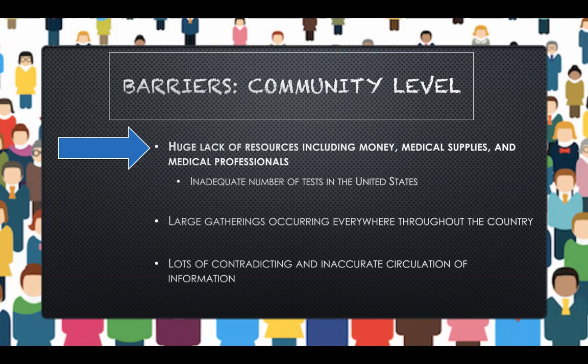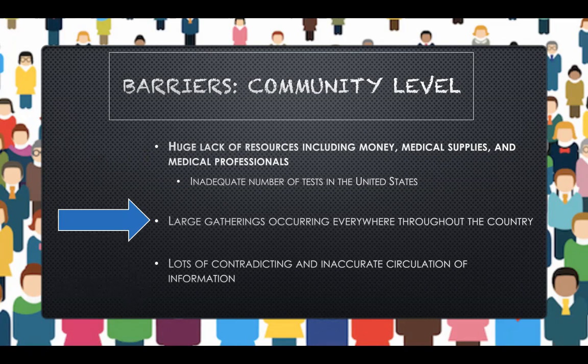So we're seeing a lot of overrun hospitals, people picking who gets care and who doesn't. And it was just a little bit of chaos there for a little bit of time. Another big thing is we don't have, or we didn't have, an adequate number of tests in the United States. So our levels of cases were probably severely affected by this, because not everyone who needed a test got a test.